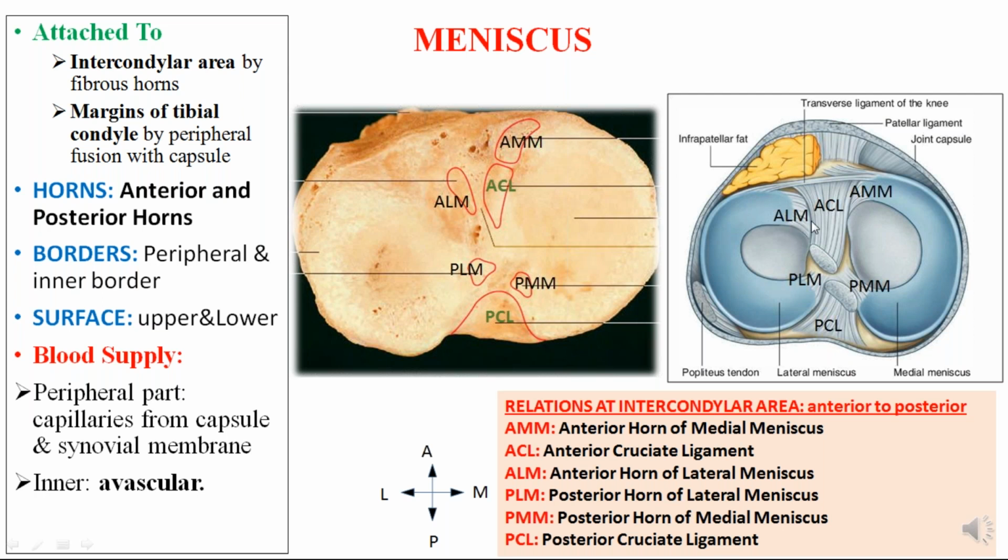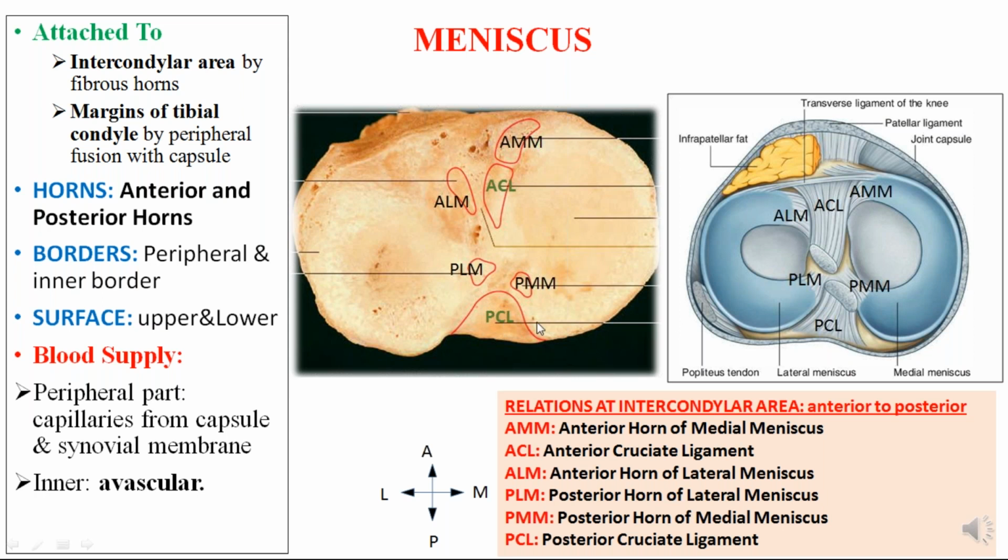So behind this anterior horn of medial meniscus is the anterior horn of lateral meniscus. Between the two, there is an attachment of a ligament, which is the anterior cruciate ligament. Then as we go posteriorly, there is attachment of the posterior horn of lateral meniscus, followed by the posterior horn of medial meniscus. And then there is one more ligamentous attachment, posterior most, which is the posterior cruciate ligament.